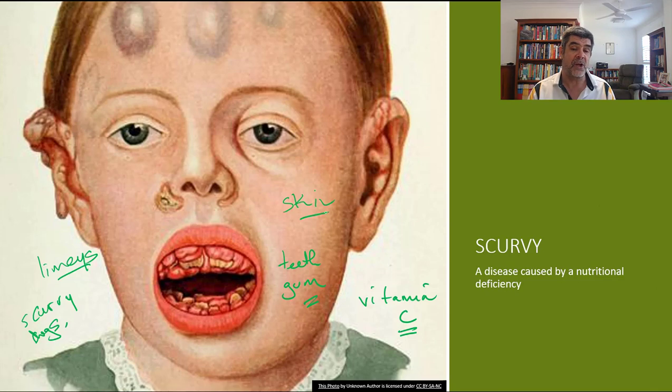So scurvy is a nutritional disease or a nutritional disorder. It's caused by a deficiency of vitamin C. It's also one of these ones that can be corrected, or at least can be addressed through a change in diet or through what we now have, vitamin C supplements. Of course, this is one of the things that's important when we talk about diet, because a good balanced diet often negates the need, not always, but often negates the need for vitamin or mineral supplements.